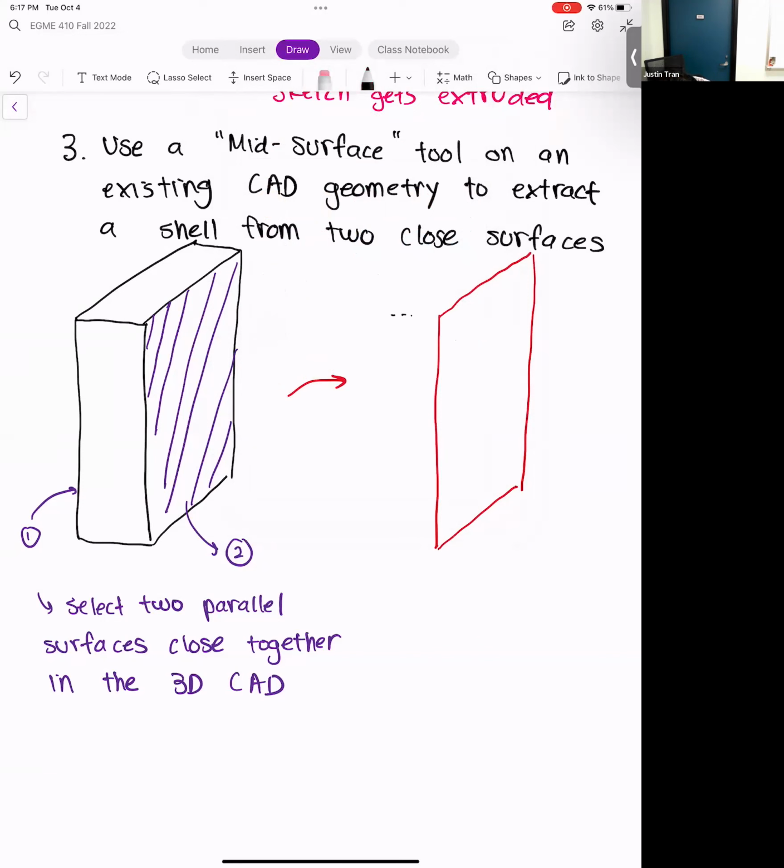If we trace out the previous geometry, the previous geometry would be basically eliminated, and in its place will be a shell that's right in between the two surfaces that you selected.